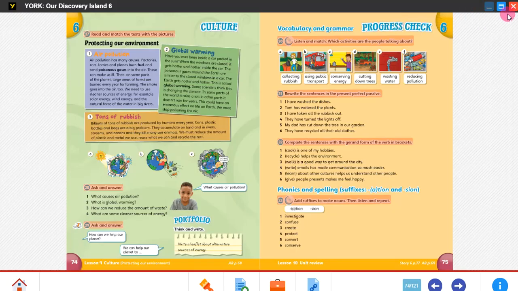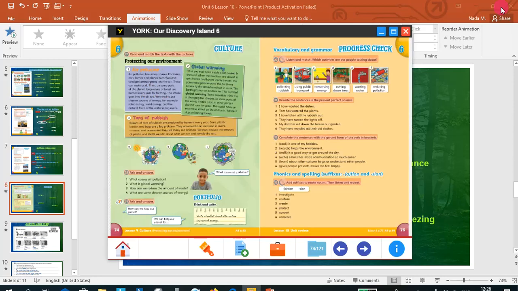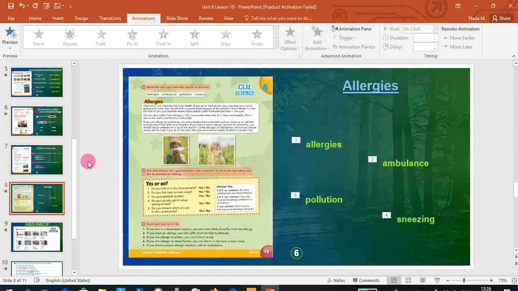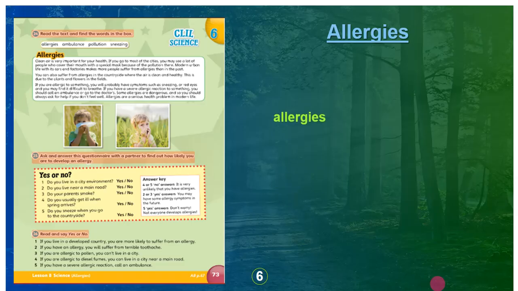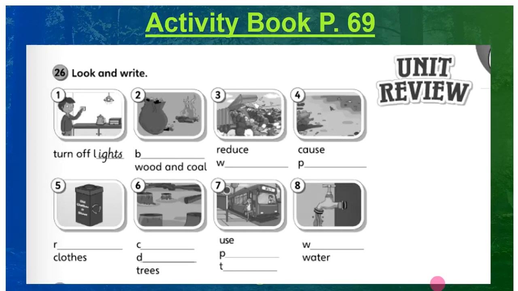Okay, that was the last activity in the pupil's book. Let's go to the activity book. Page 69. Okay, so what are you going to do? You're going to complete the correct word here. Look and write. Number 1 is done for you.